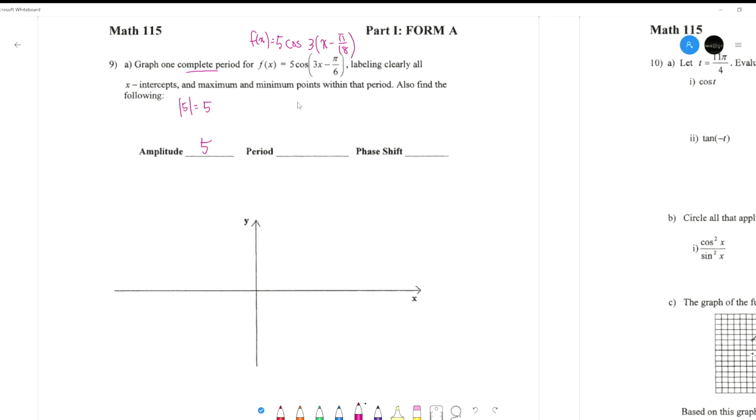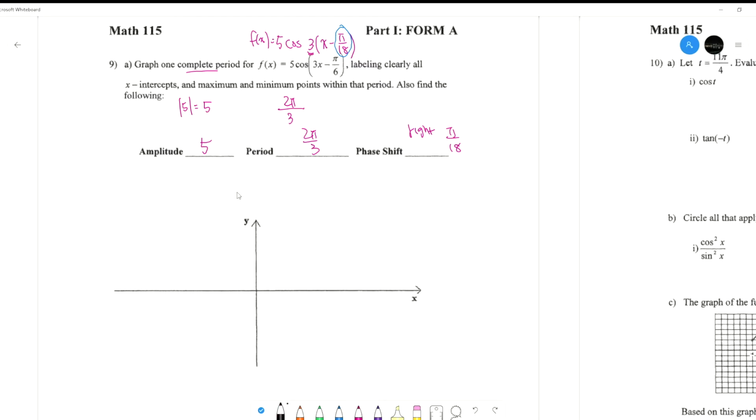And then for the period, it's always 2 pi divided by this number we factored out, this 3. Right? So 2 pi over 3. Now the reason we had to factor is this: x minus pi over 18, right here. That tells us the phase shift. So we're going right pi over 18 units. Okay, so hopefully that's clear for everyone.